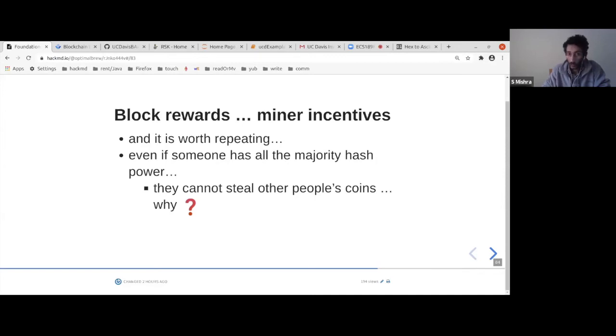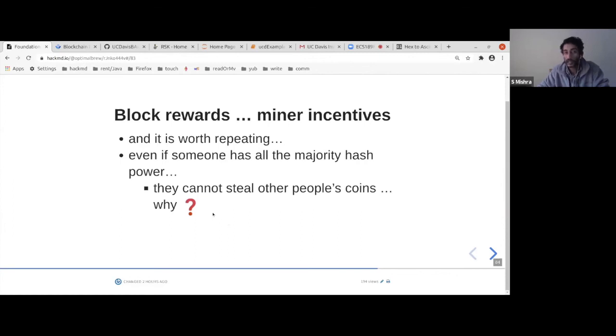Anyone venture a guess why the miners, no matter what the computation power is, cannot steal other people's coins? Any guesses? We can stop for maybe 5 seconds. I believe you need the private key to access your coins, right? You need the keys so you can sign.